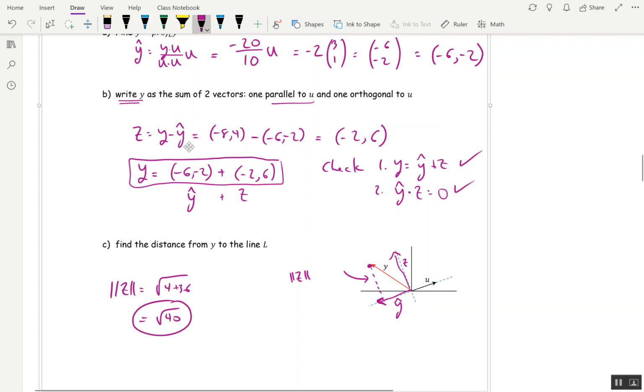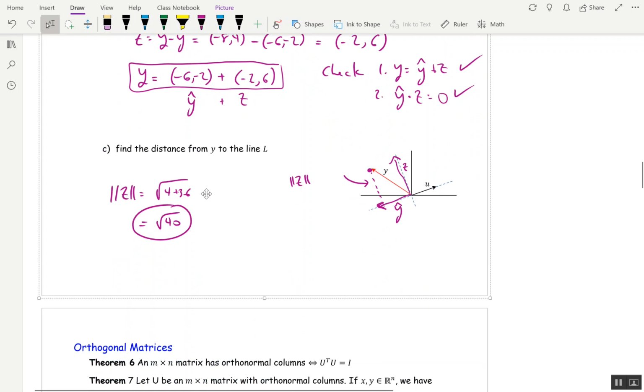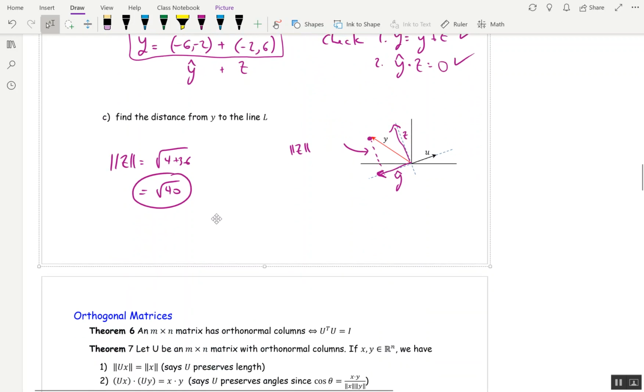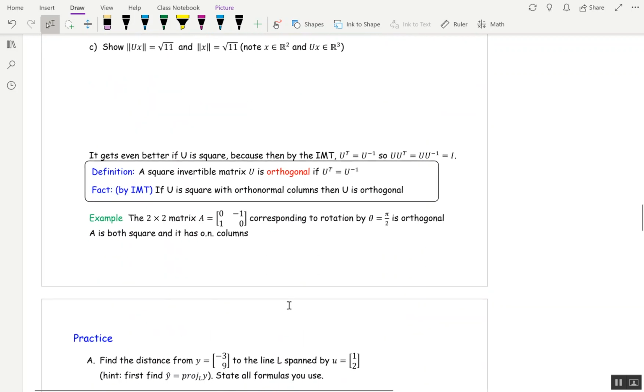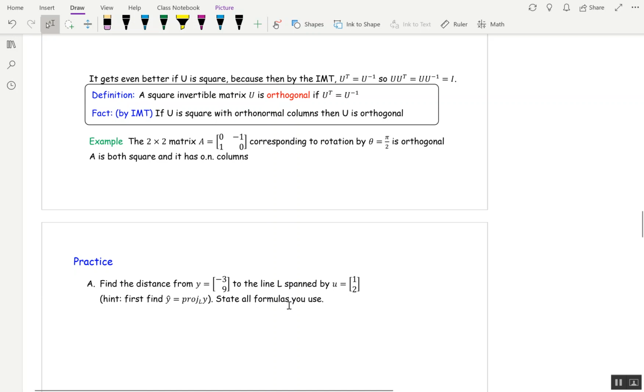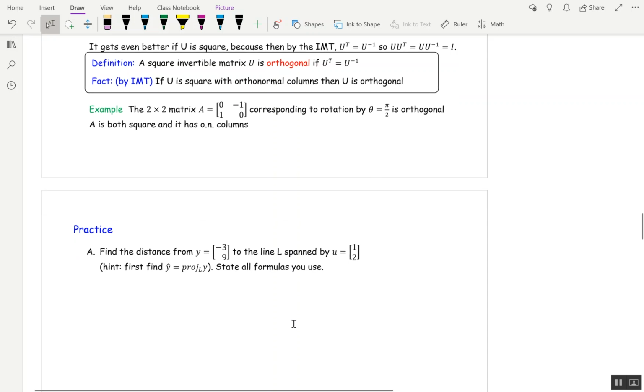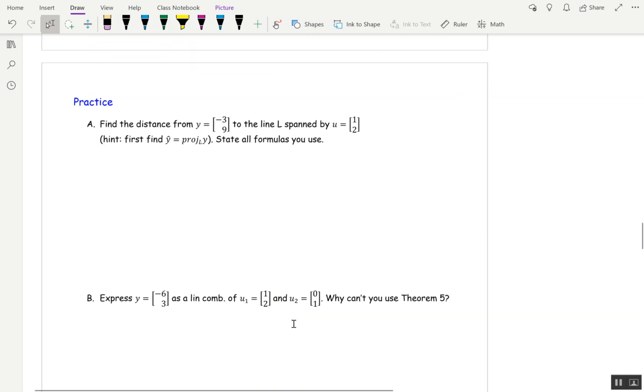Okay, and I'm going to do the last part in another video. Talk about orthogonal matrices, and there are some practice problems that you should probably do before you watch that last video of this section, because you can do part A and B right now.